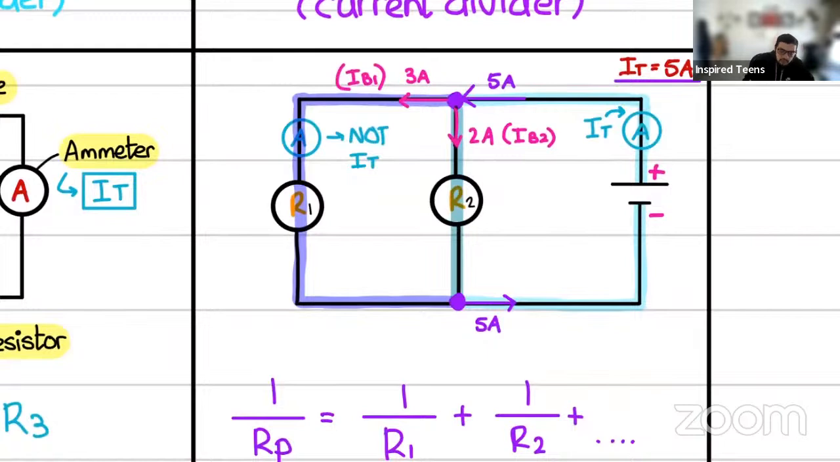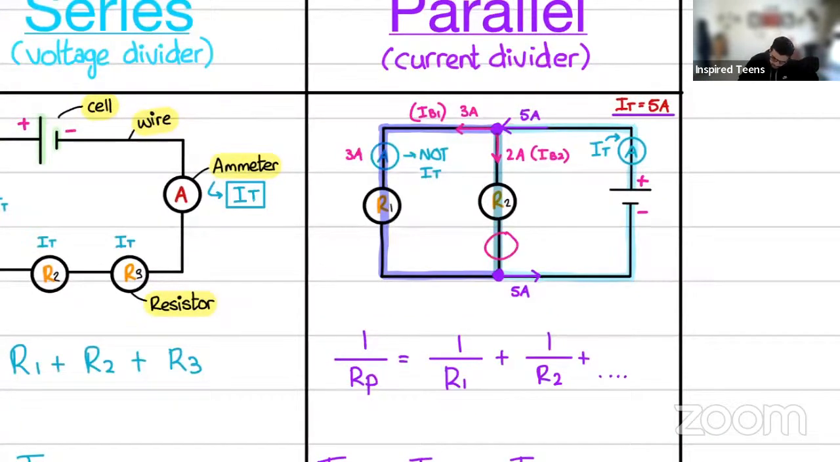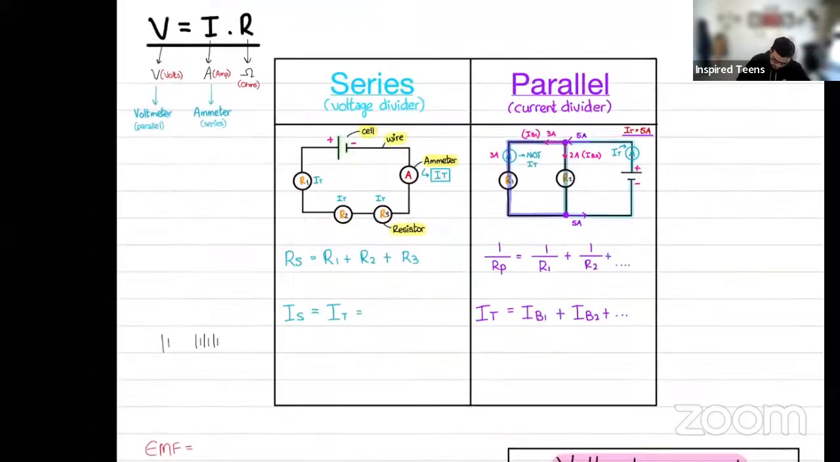There is an I total that exists in this, but then it splits in the parallel branch into 3 and 2. So this one actually doesn't read 2. This one would actually read 3. And if we put one here, it would read 2 on that specific branch. That's important to keep in mind.